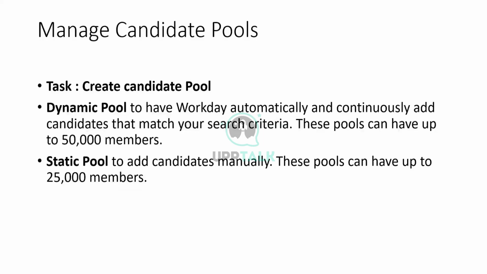Then manage candidate pool. We have seen two types of pools are there. In dynamic pool, we can add 5,000 members, and in static, we can have 2,000 members. In static, we have to add manually. In dynamic, candidates are automatically added based on search criteria.